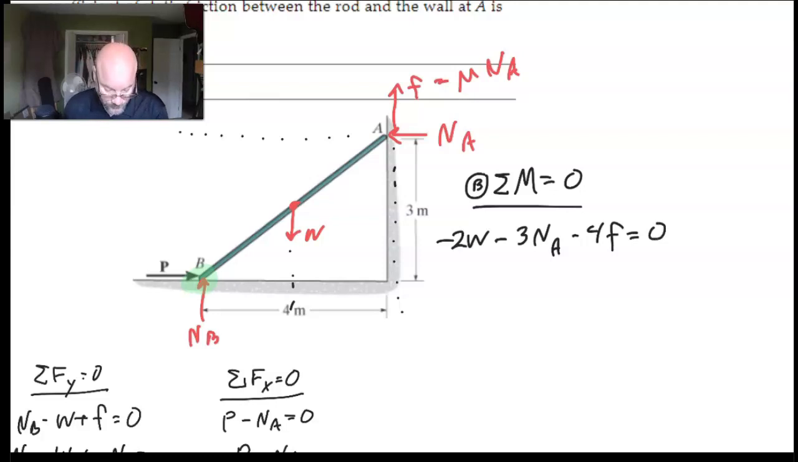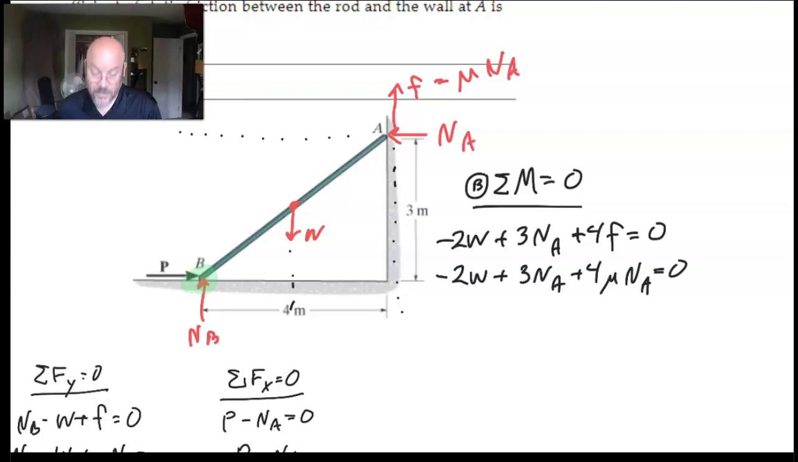Oh, sorry about that. NA is... Oh, I got both of those backwards. Well, that's an easy fix. Positive, positive. There we go. You guys would have caught that right away if we'd been doing this in class. Now, there's an NA buried inside of F. So we've really got minus 2W plus 3NA plus 4 mu NA is equal to 0.